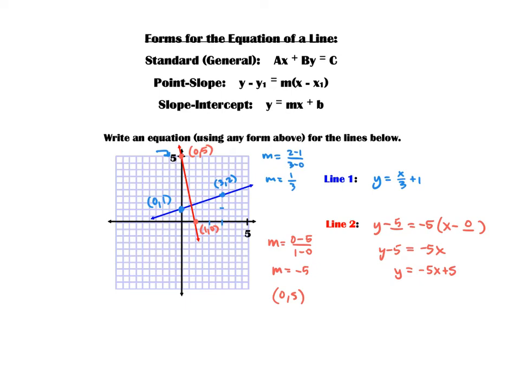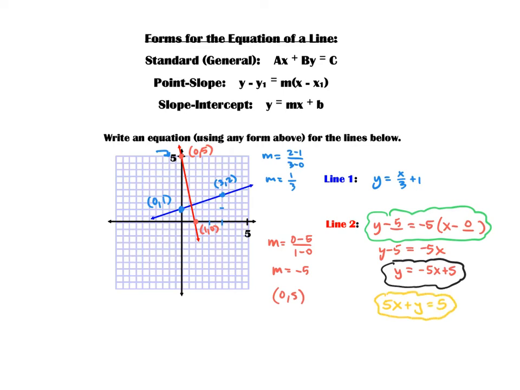Now, these are both acceptable forms, okay? So here would be the equation of the line in point slope. Here would be the equation of the line in slope intercept. If I decided to go one more step and put this into standard form, I could easily do that. I'm going to add 5x to both sides. And now I've got it in standard form, also called general form. Any one of those three would be acceptable and receive full credit on an assessment.